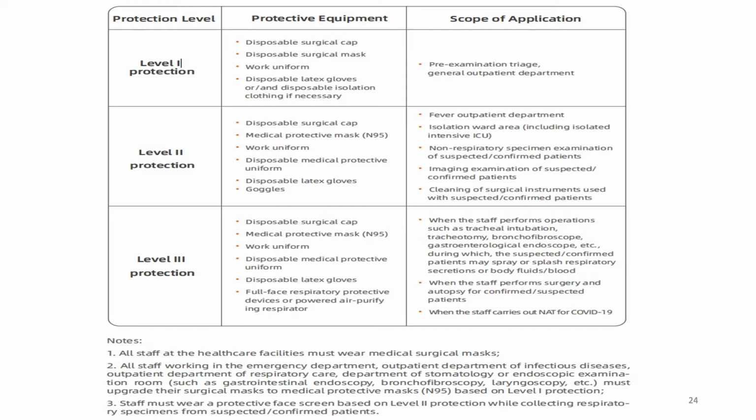Level 2 protection. The protective equipment is a disposable surgical cap, medical protective mask N95, work uniform, disposable medical protective uniform, disposable latex gloves and goggles. The scope of application of Level 2 protection is fever outpatient department, isolation ward area including the isolated intensive care unit, non-respiratory specimen examination of suspected stroke confirmed patients, imaging examination of suspected stroke confirmed patients, and cleaning of surgical instruments used with suspected stroke confirmed patients.